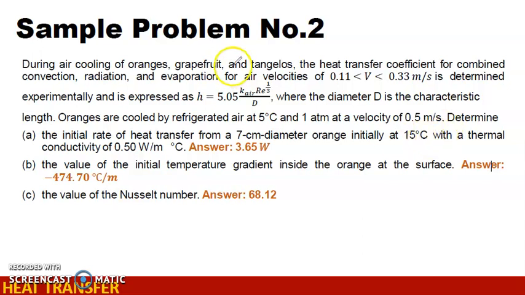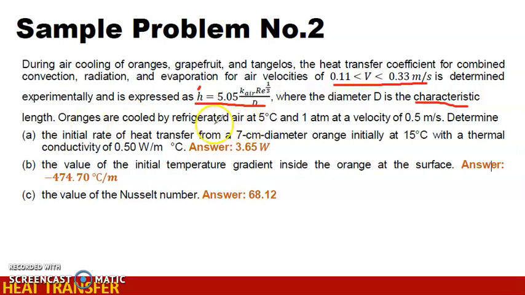For this problem, we're given oranges, grapefruit, and tangerines. The heat transfer coefficient for velocities between 0.11 and 0.33 meter per second is determined experimentally. So this equation here is where we can get the value of the heat transfer coefficient based on the thermal conductivity of air, the Reynolds number, and then the characteristic length, which is the diameter of the orange.